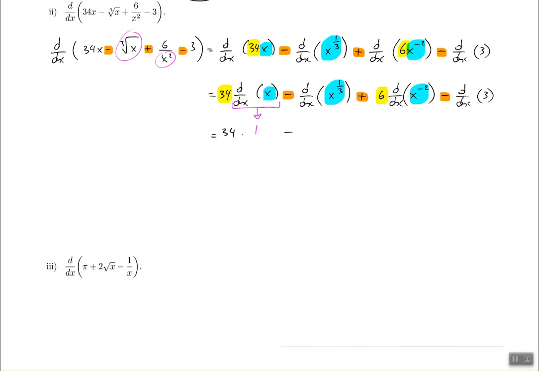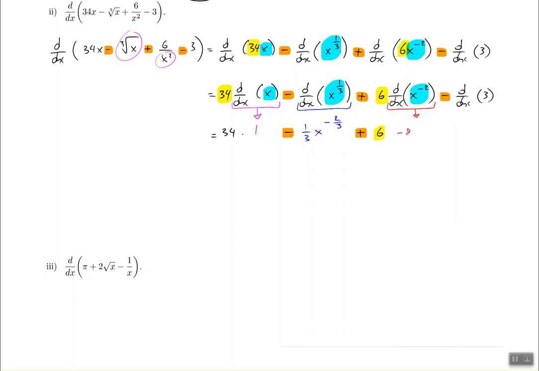Then I have a negative, and next we have the derivative of x to the power of 1/3. That will be 1/3 x to the power of 1/3 minus 1, which is -2/3. And so again, the minus that was in the middle stays in the middle. Next, we have a plus, and we have a 6, and we're going to ignore the 6 out, and we're going to differentiate the x to the power of -2.